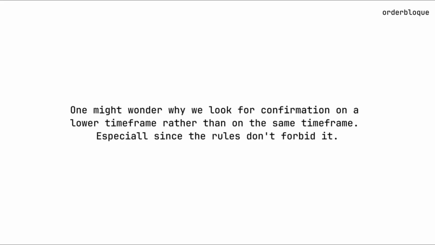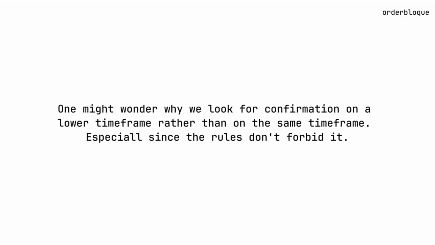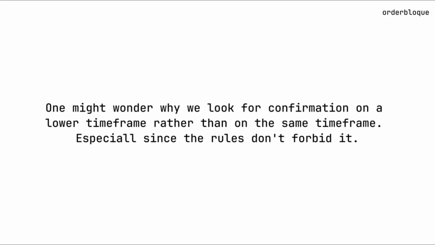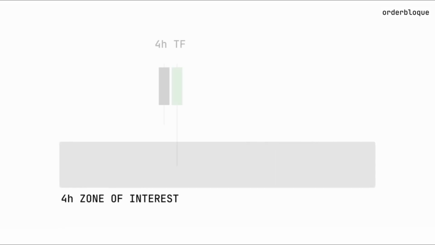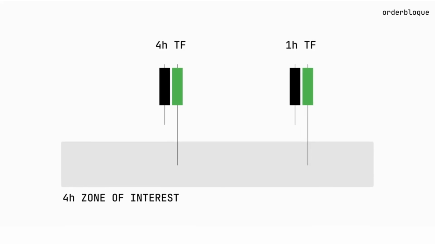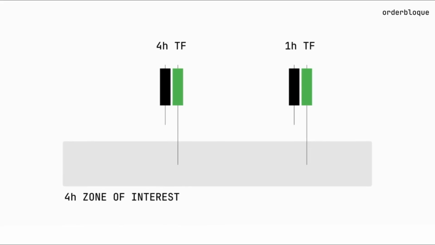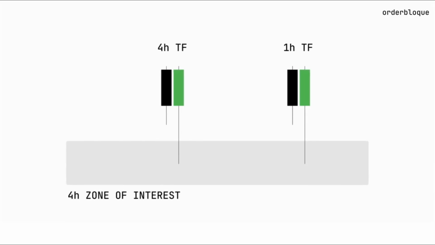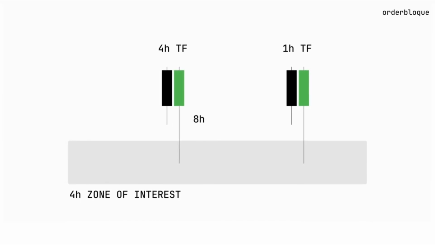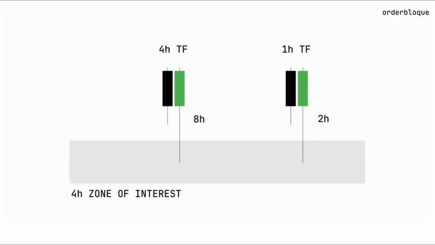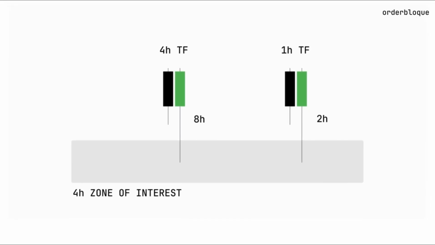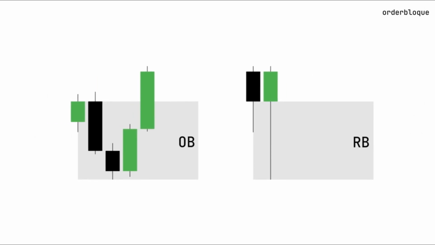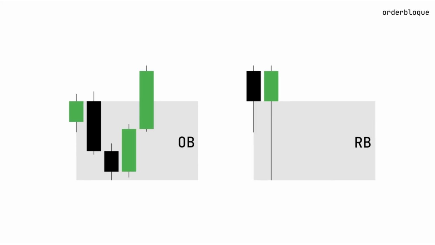One might wonder why we look for confirmation on a lower time frame rather than on the same time frame, especially since the rules don't forbid it. The answer is actually quite simple. It's all about waiting time. For example, if your initial zone is on the 4-hour time frame, even the simplest tool, like a rejection block formed by 2 candles, would require you to wait 8 hours instead of just 2 if you were observing the 1-hour time frame.